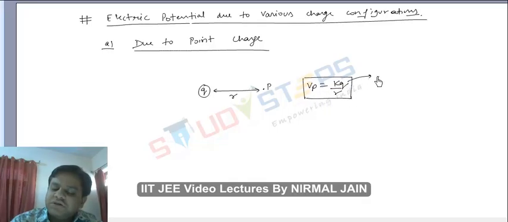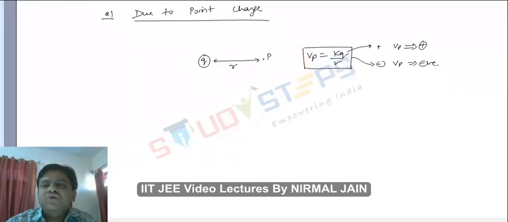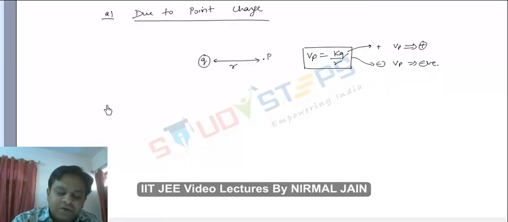If charge q is positive, then potential will be positive, and if this charge q is negative, then potential at this point P will be negative. And this potential is always a scalar quantity because this is simply a work done, right?